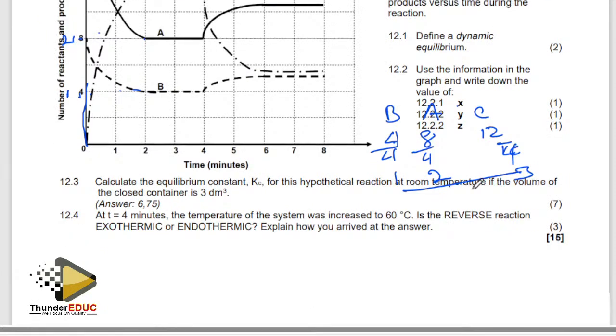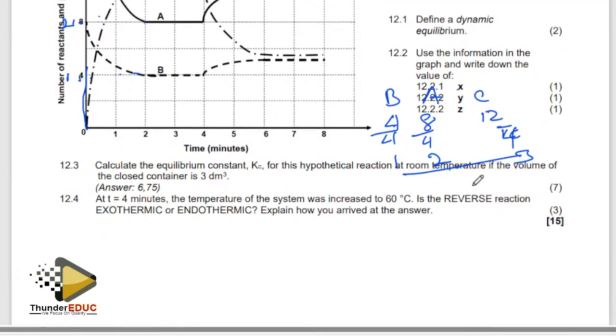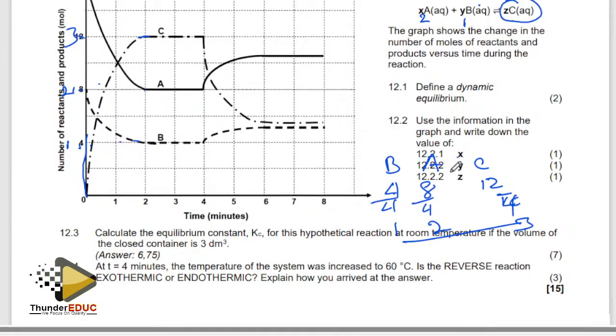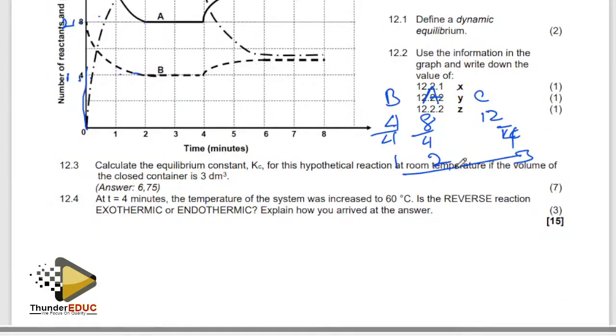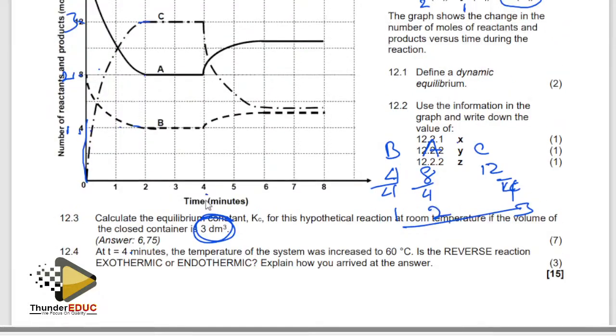So we can bring it in form of what? In form of a graph. And then after that, they ask you about the constant hypothetical volume closed system. So now you have the volume. This is the one which we use to divide at 4 minutes. At 4 minutes here, the temperature of the system increased to 60. When you increase the temperature, what does it mean? Does it favor the reverse reaction or the forward reaction?